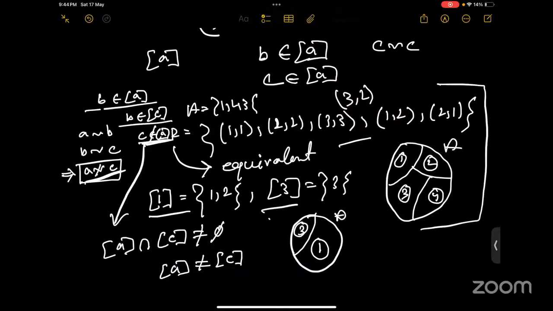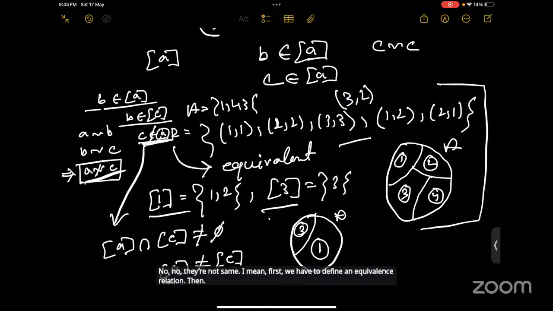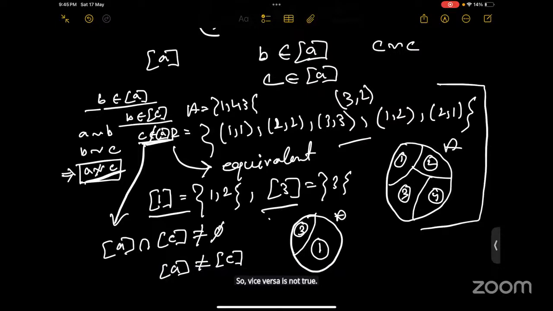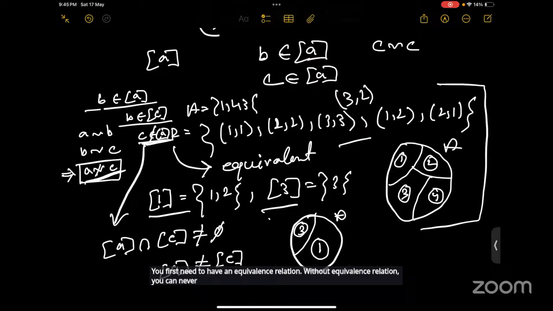So every equivalence relation will be an equivalence class or not? No, they're not the same. First we have to define an equivalence relation. Then we will define an equivalence class with the help of the equivalence relation. They are different, not comparable, so the vice versa is not true. In order to define an equivalence class, you first need to have an equivalence relation. Without an equivalence relation, you can never define an equivalence class. Okay.